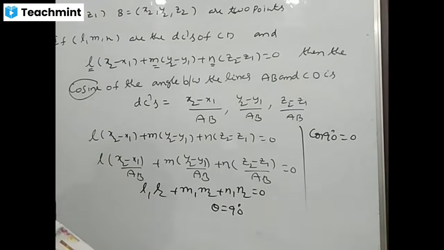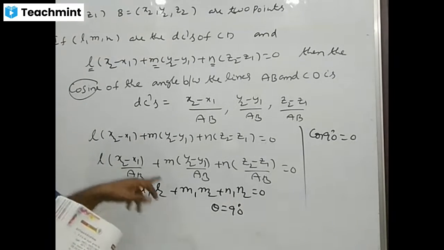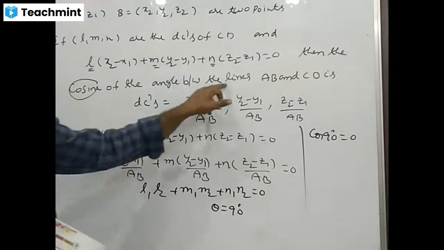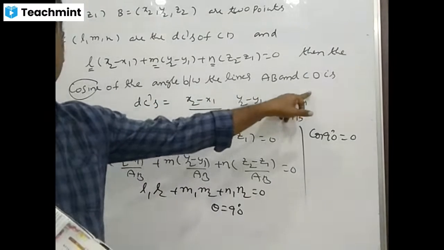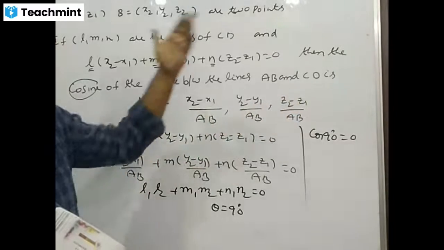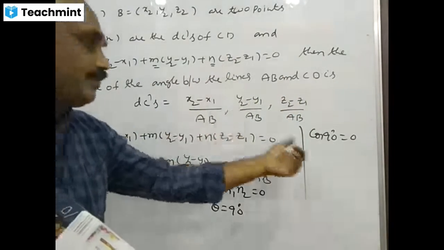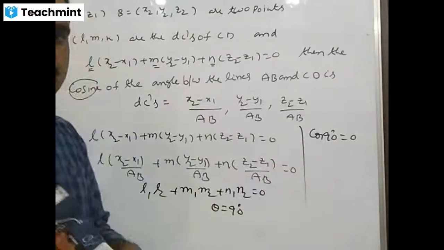Friends, have you understood? Theta is 90. But here calculate the cosine of the angle between the lines AB and CD. The angle between AB and CD is 90. Cosine means cos, take cos 90. Cos 90 is 0.